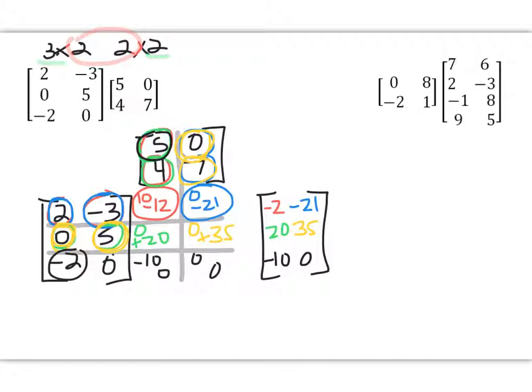I have a 2 by 2 and a 4 by 2. So since these ones don't match up, this is going to be undefined. I cannot multiply these matrices together.